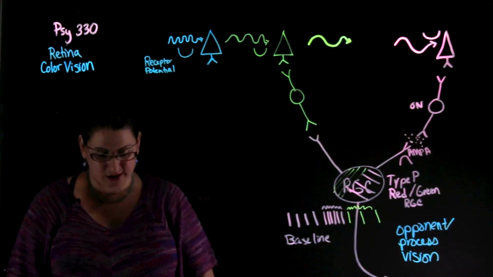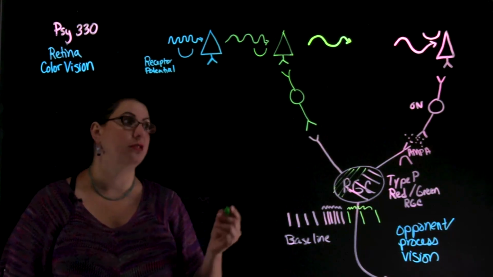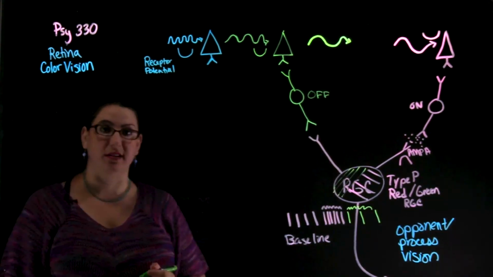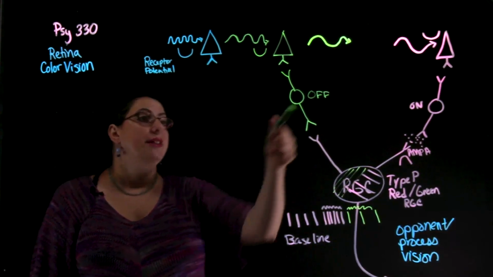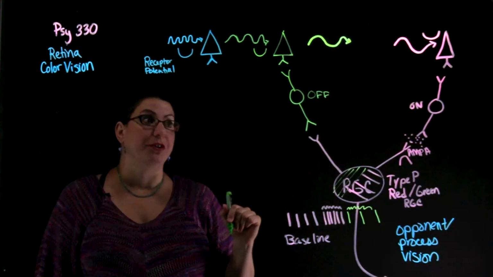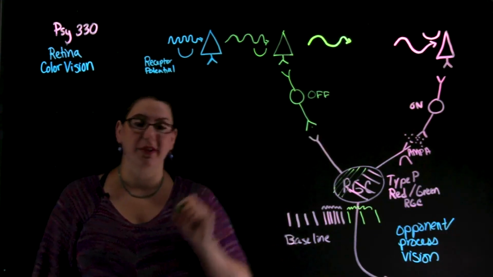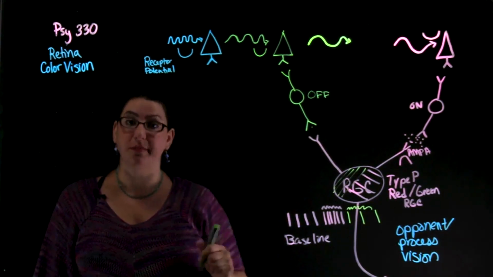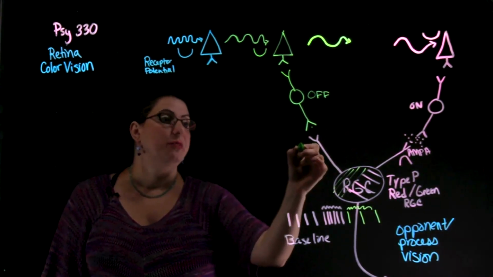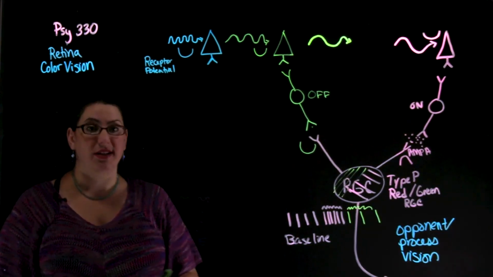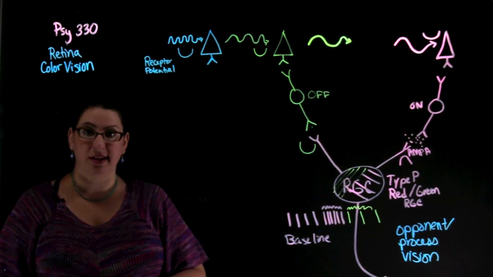In contrast, the green cone connects to an off bipolar cell. This bipolar cell will be off when green light is on. It won't be releasing glutamate, which means that AMPA receptors here will not be active, will be in a relatively hyperpolarized state, and therefore it will decrease the firing rate of the red-green ganglion cell.